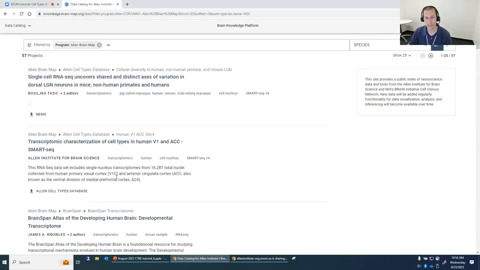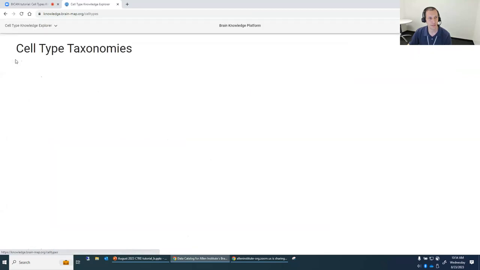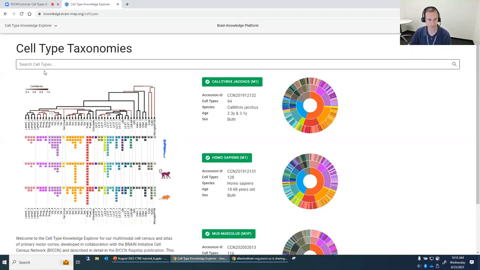The Cell Type Knowledge Explorer is part of the Brain Knowledge Platform. So by default, you see the data catalog. These are all the different data sets that we have at the Allen Institute and in BICCN and in BICAN. And this is an ever-growing catalog of data. But up here in the corner, you can actually browse into the Cell Type Knowledge Explorer, which is what I'm going to do right now.